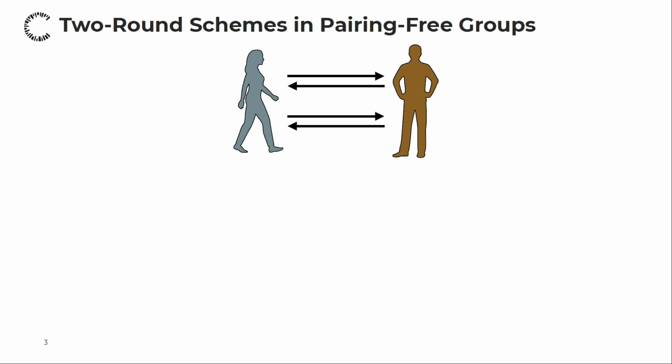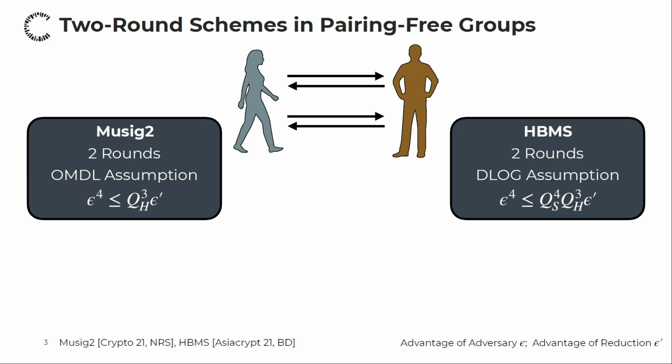In this work we look at, again, pairing-free cyclic groups. The second focus of our work is to have a two-round scheme. That means in the signing protocol, every signer outputs exactly 2 messages. Now in this setting, there are 2 very relevant works: MuSig2 and HPMS. Both have 2-round signing protocols, while MuSig2 relies on one-more DLOG, this interactive assumption that we have heard about before. HPMS uses the DLOG assumption.